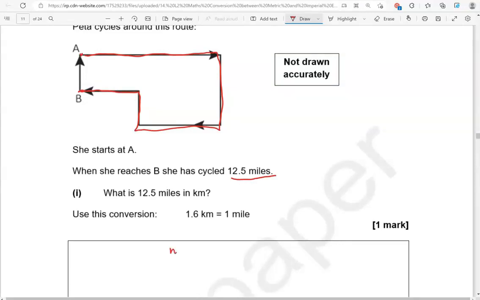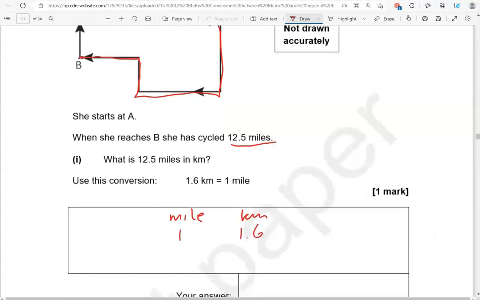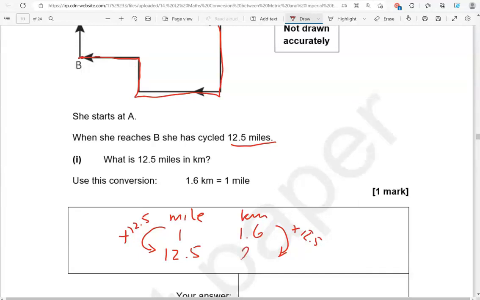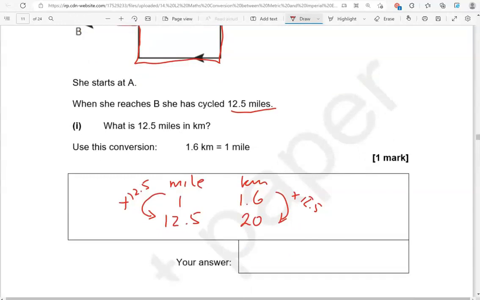So 1 mile is equal to 1.6 kilometers. What about 12.5 miles? So to get from 1 to 12.5, we multiply by 12.5. So we'll do the same on the other side. So 1.6 times 12.5 gives us 20. So that is 20 kilometers.